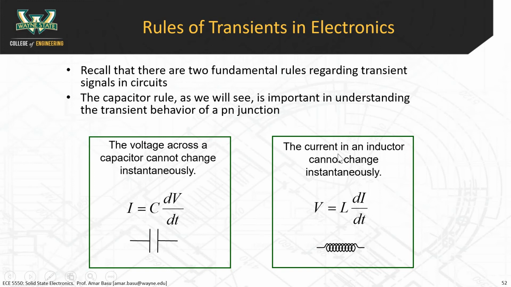Similarly, the current in an inductor can't change instantaneously. We're not going to spend time on this in this class because we're not talking about inductors, but there's a similar rule that I want everyone to be aware of: V is equal to L di/dt. So the voltage across a capacitor can't change instantaneously, and the current in an inductor can't change instantaneously.